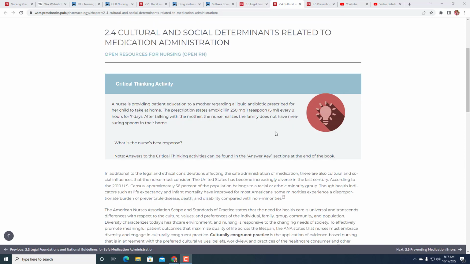All right, we are in question 2.4. A nurse is providing education to a mother regarding a liquid antibiotic prescribed for her child to take at home. The prescription states amoxicillin 250 milligrams, 1 teaspoonful, 5 mLs every 8 hours for 7 days. After talking with the mother, the nurse realizes the family does not have measuring spoons in their home. What is the nurse's best response?